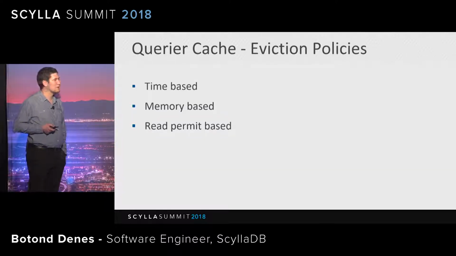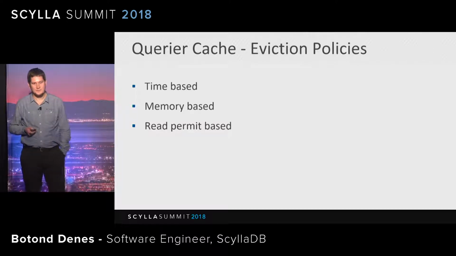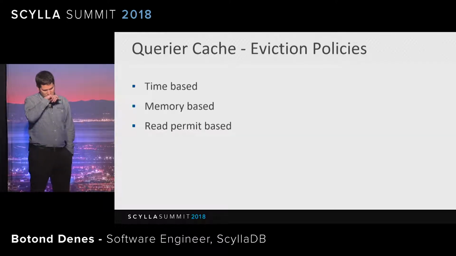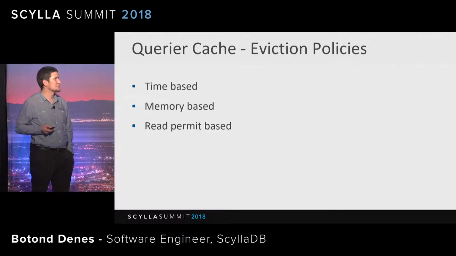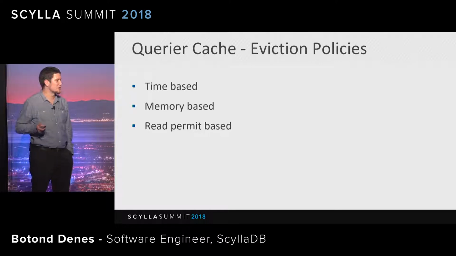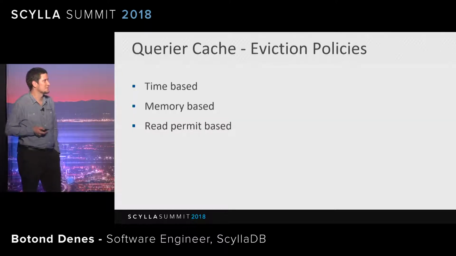We also want the memory consumption of the cache to be bounded. So each time we are about to insert a new Querier, we check the memory consumption. If it's above the limit, this limit is currently 4% of the shard's memory, we evict the oldest Queriers to make up space for the new one.